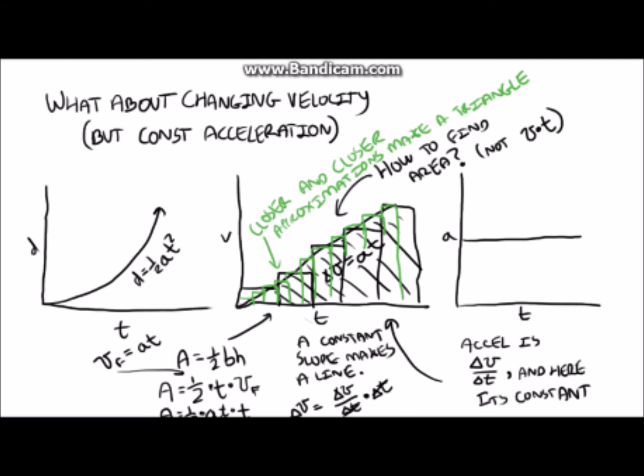Now, as you see, I labeled the displacement versus time graph d equals half at squared, because displacement is the area of the velocity versus time graph.